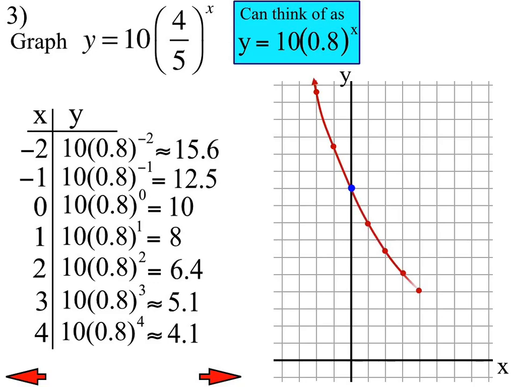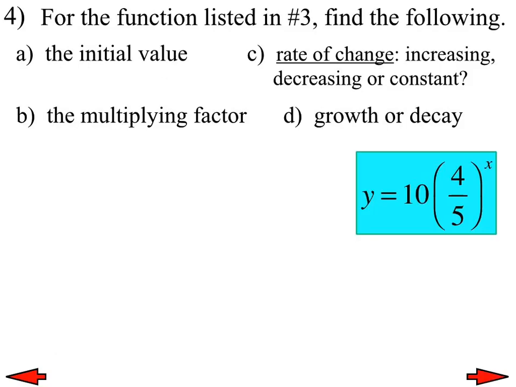And of course, we should note, since the b value is between 0 and 1, this has to be a decreasing function, and we can see that it is. All right. Just like in number 2, I want you to answer all 4 of those questions. I'll give you about 45 seconds.